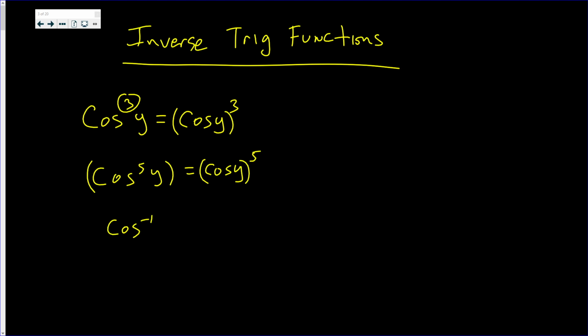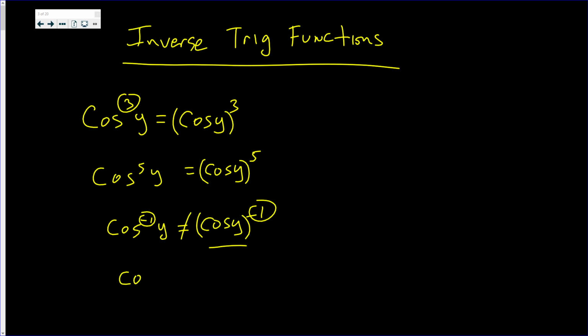If somebody writes this, you might think that it means that. It doesn't. It's silly notation. One should not change the rules in the middle. This negative 1 means inverse. It does not mean cosine x to the negative 1.